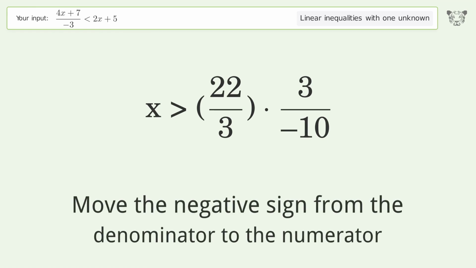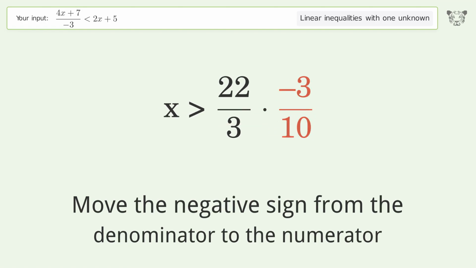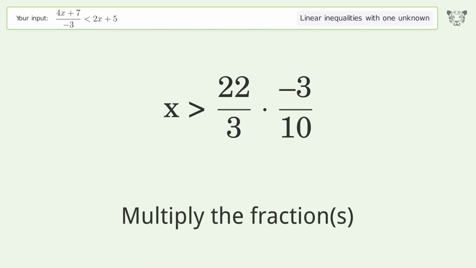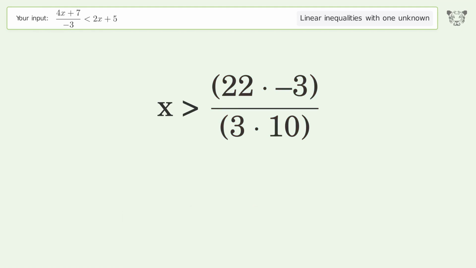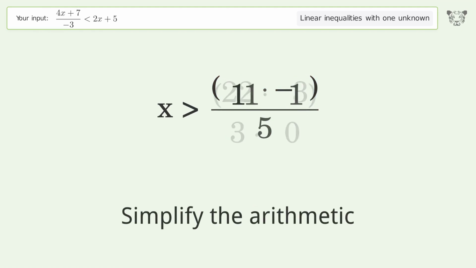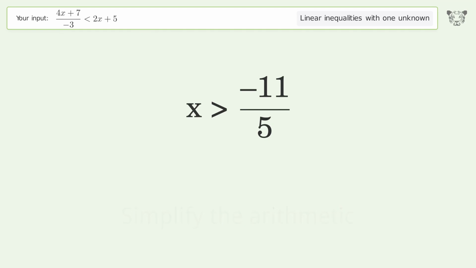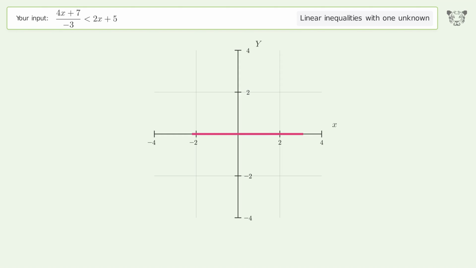Move the negative sign from the denominator to the numerator. Multiply the fractions. Simplify the arithmetic. Plot the solution on a coordinate grid. And so the final result is x greater than -11/5 greater than -21/5.